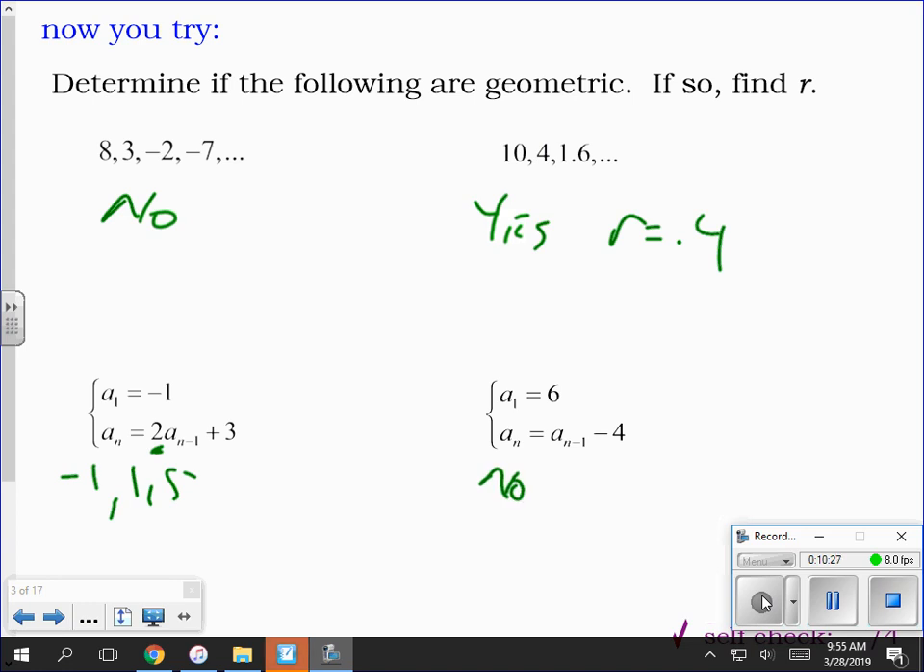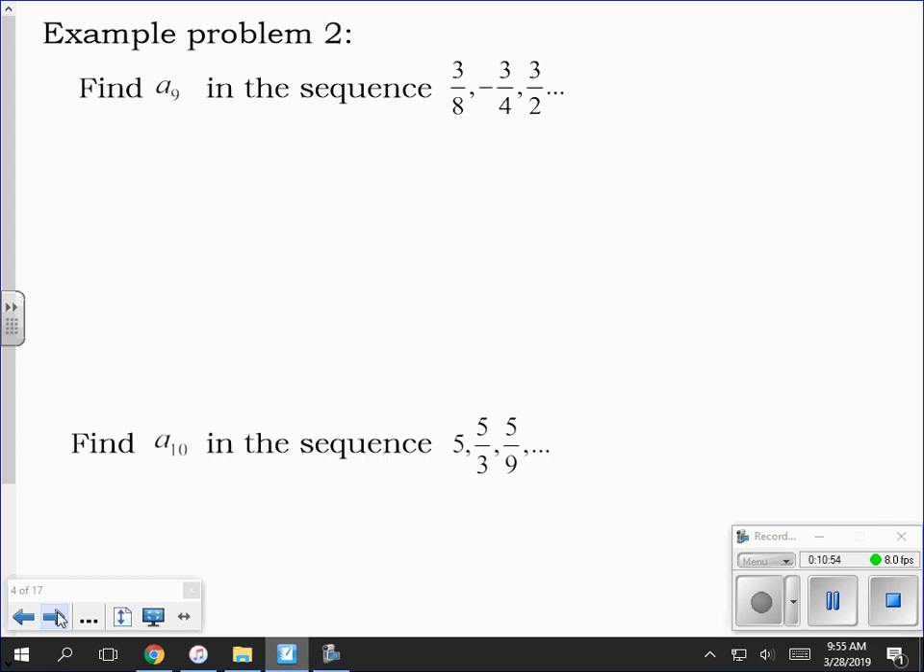Okay? So to be geometric from a recursive formula, it has to be just multiplying to get the next one. For it to be arithmetic, it has to be just adding or subtracting to get the next one. No multiplication involved. Only addition or subtraction, only multiplication. That's geometric and arithmetic ways of recognizing it. Okay, so now we're going to go, and this is where it's going to get nasty. We're going to have to use this formula here.